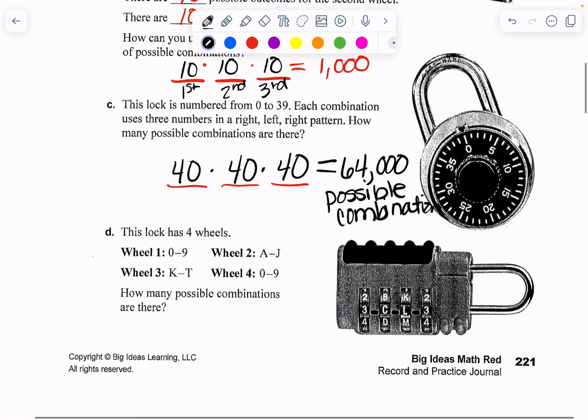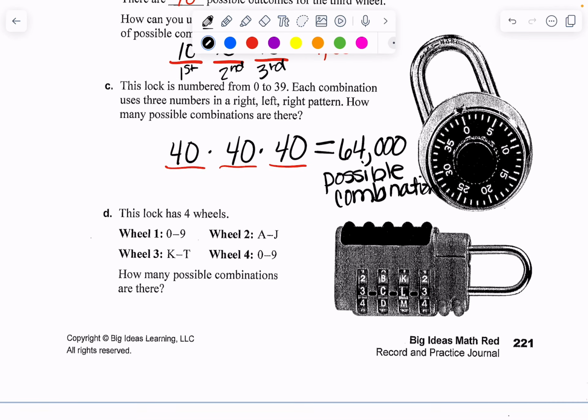If I look at this last one, this lock has 4 wheels, so I have 4 events. Anytime it tells me how long the passcode or combination is, I'm going to put that many lines to help me keep track of how many possible outcomes I have for each one.